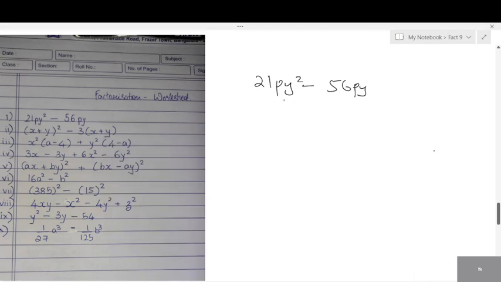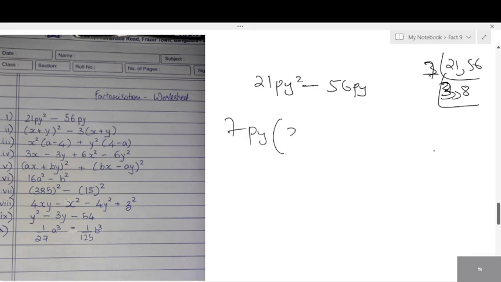21py square. Okay, so we can't use a square minus b square, students. Even when we have two terms, you can't use a square minus b square here. So first take 21 and 56. What is common to them? 7 threes are 21, 7 eights are 56. Okay, 7 is common. The letters p and y are common. You get 3y minus 8. This is the answer you all got.